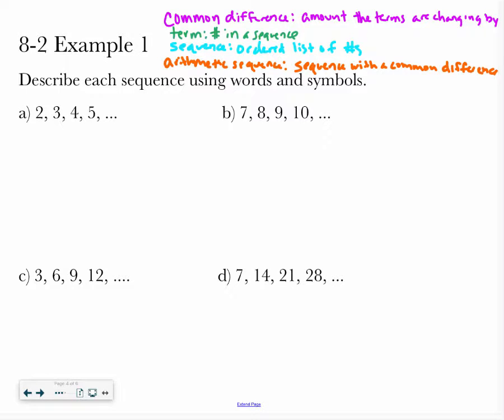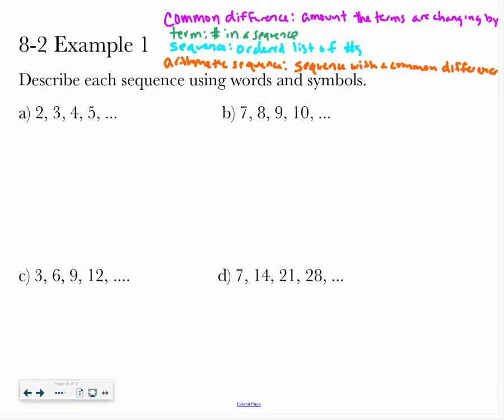In this example, I'm going to reintroduce some vocab for you before we jump into trying to solve this first example. So just a reminder, a common difference is how much the numbers in a sequence are changing by. A term is the number that tells you the position in a sequence. A sequence is just an ordered list of numbers, and an arithmetic sequence is a sequence with a common difference.